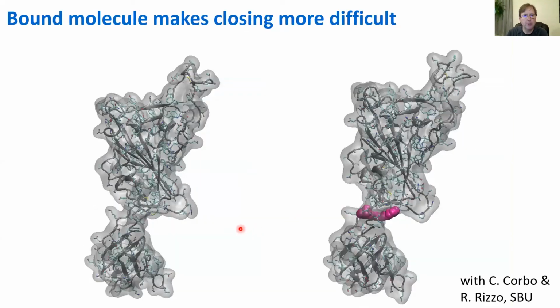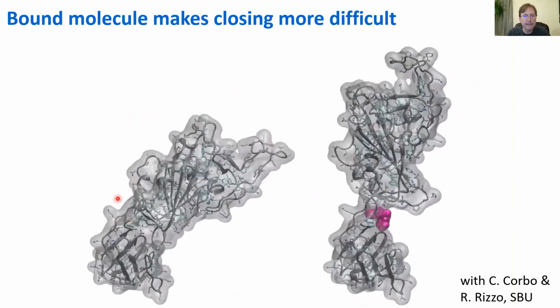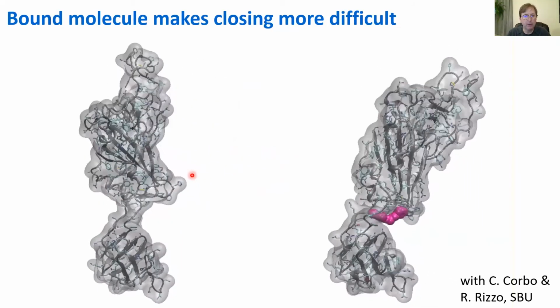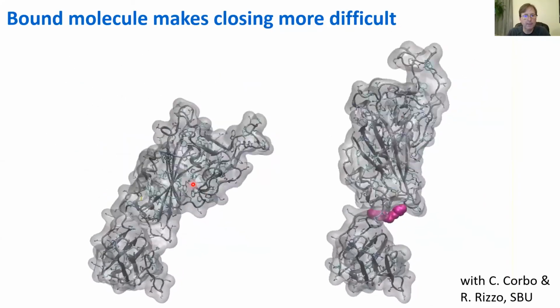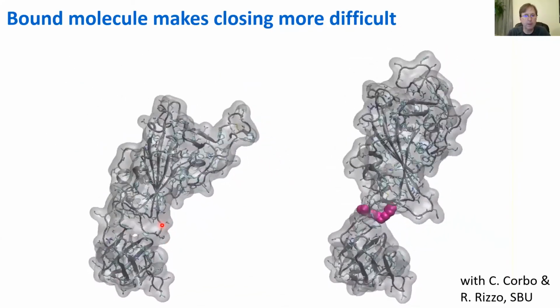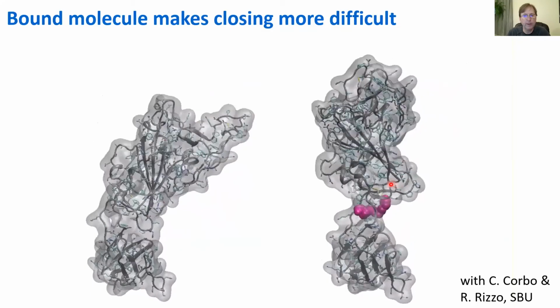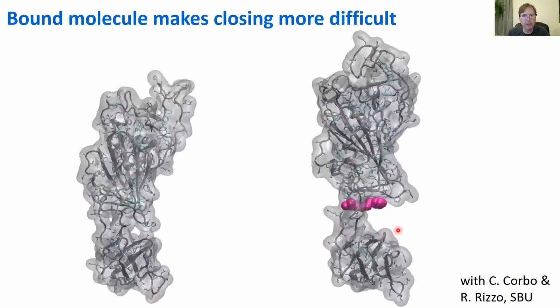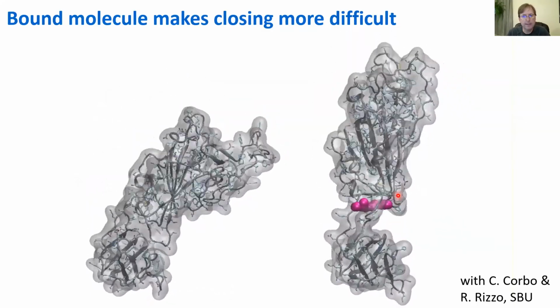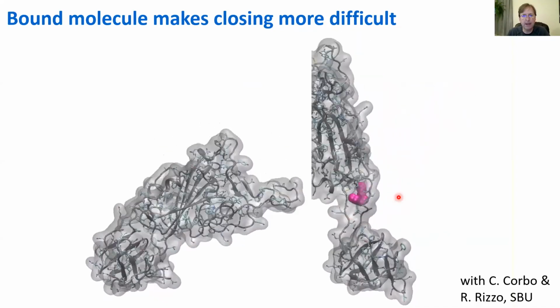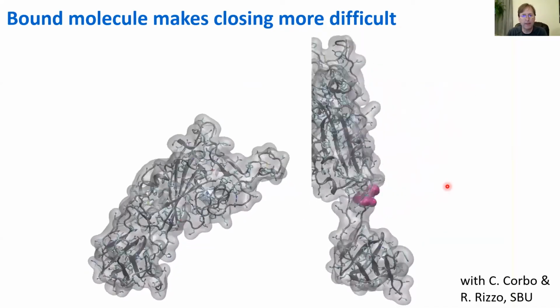When we do simulations of the spike, either without the small molecule or with the small molecule in the hinge pocket, shown here in pink, and compare them, we can see that in the absence of the small molecule, as we saw before, the spike does open and close, but it prefers the closed state. However, with the small molecule bound to the hinge pocket, the spike is unable to close due to the steric clash. The small molecule stays bound and the spike stays open.